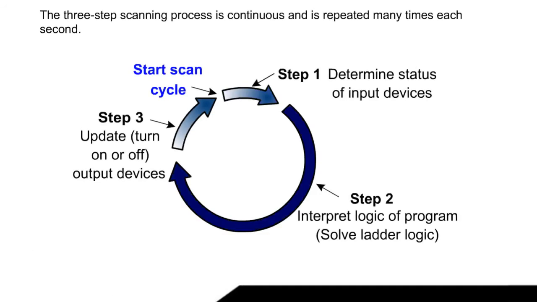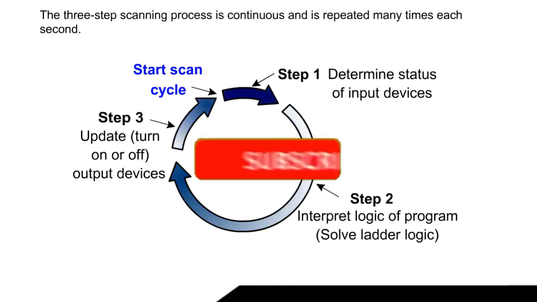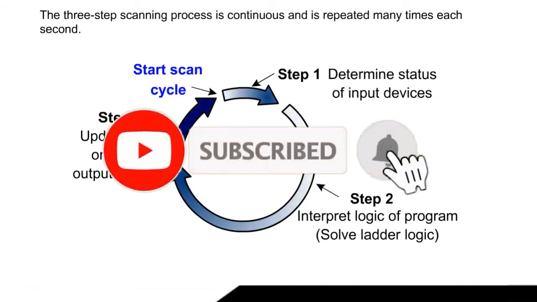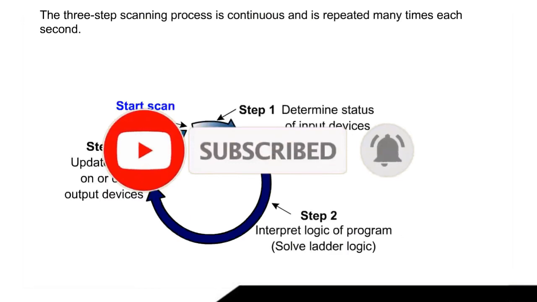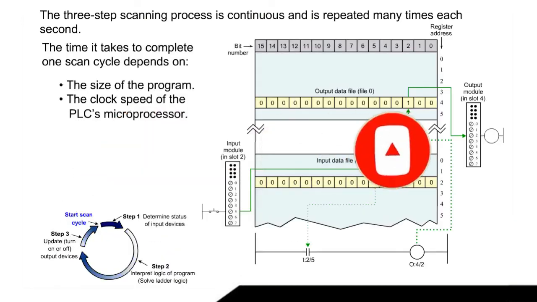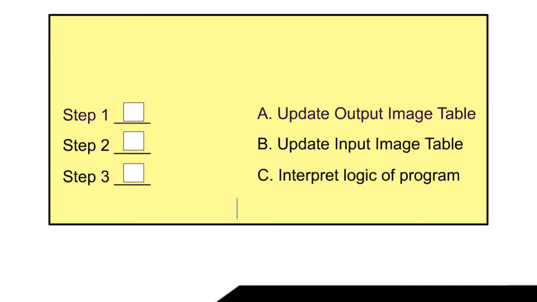The three-step scanning process is continuous and repeated many times each second. The time it takes to complete one scan cycle depends on the size of the program and the clock speed of the PLC's microprocessor. Let's try a couple of practice problems.